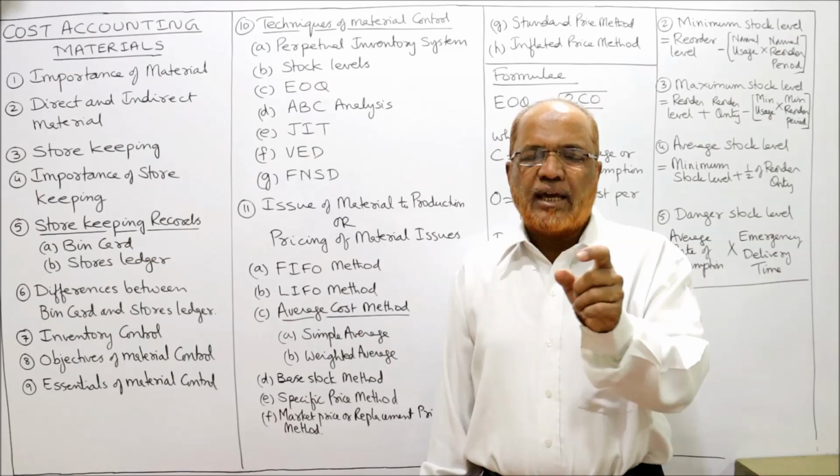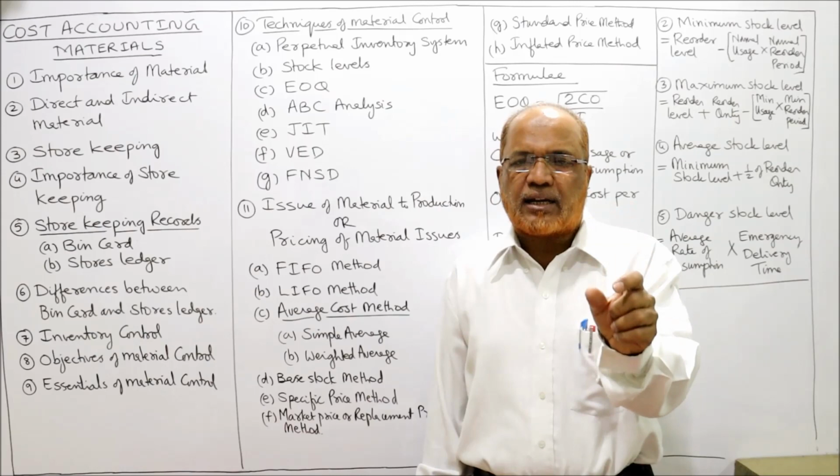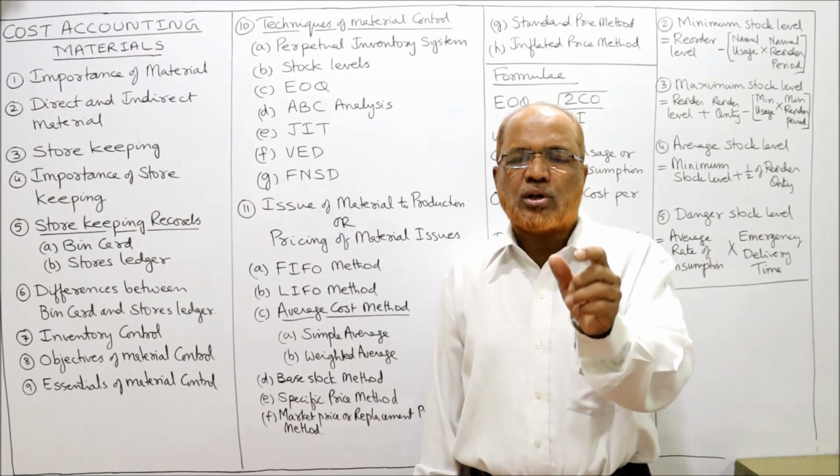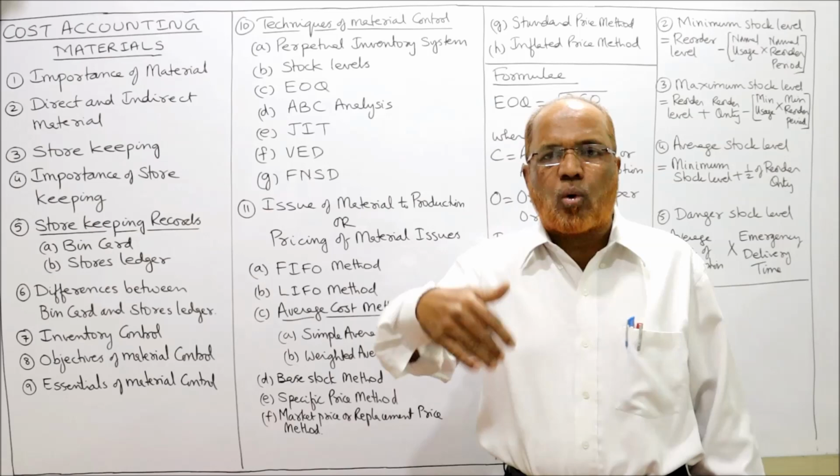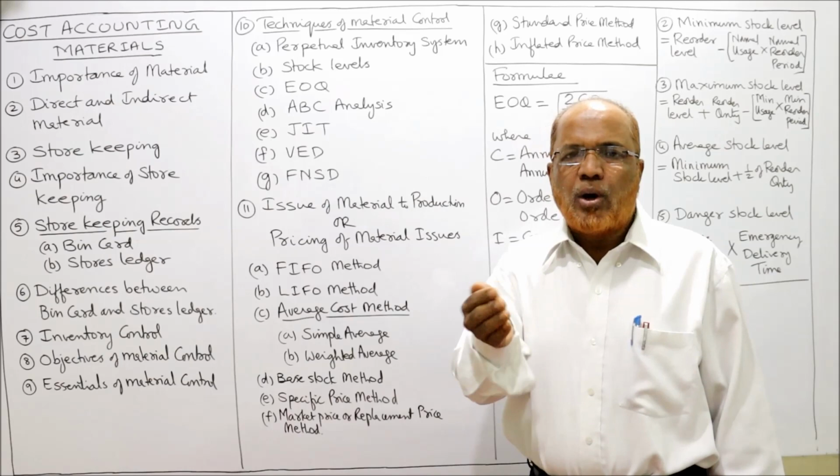EOQ, economic ordering quantity. It is that quantity which is to be ordered at a time to replenish the stock so that the total inventory cost should be minimum. So EOQ is a technique which is applied to find out how much quantity to be ordered at a time so that the inventory cost should be minimum. What are the inventory costs? Carrying cost and ordering cost.